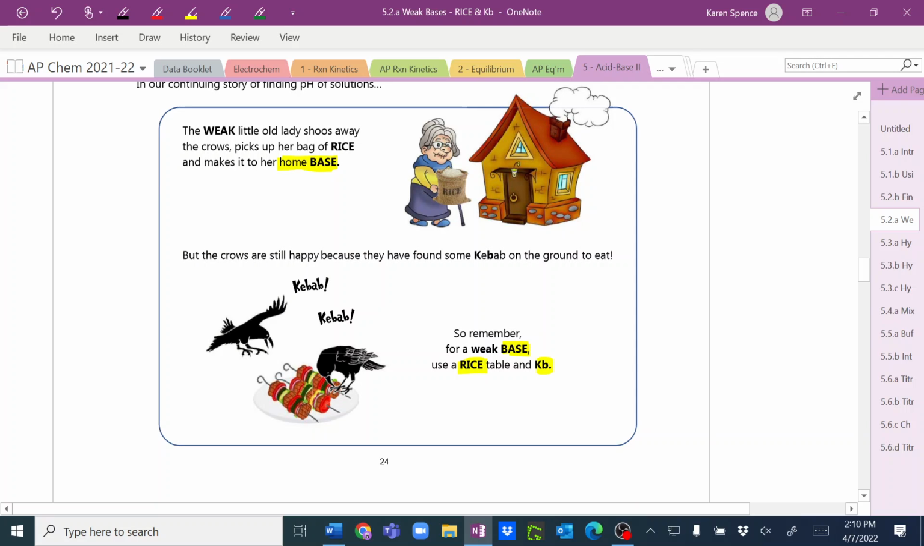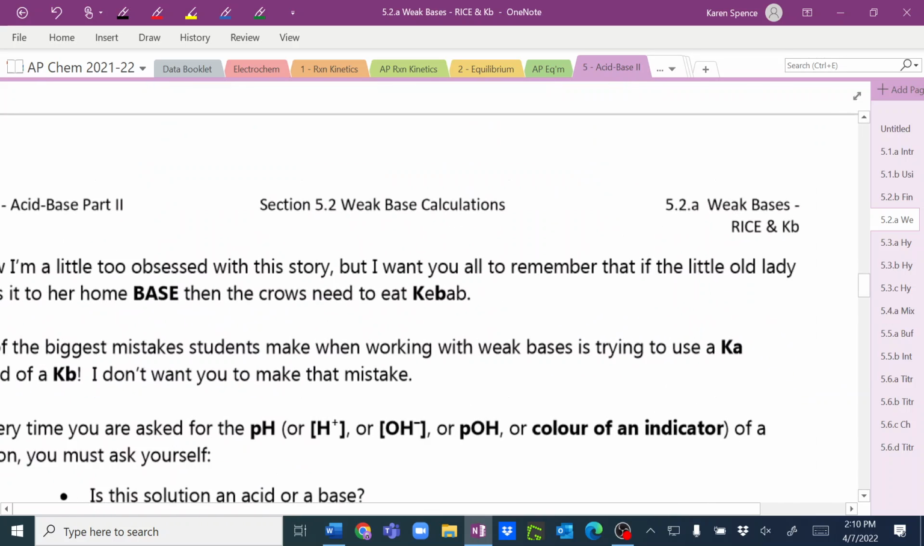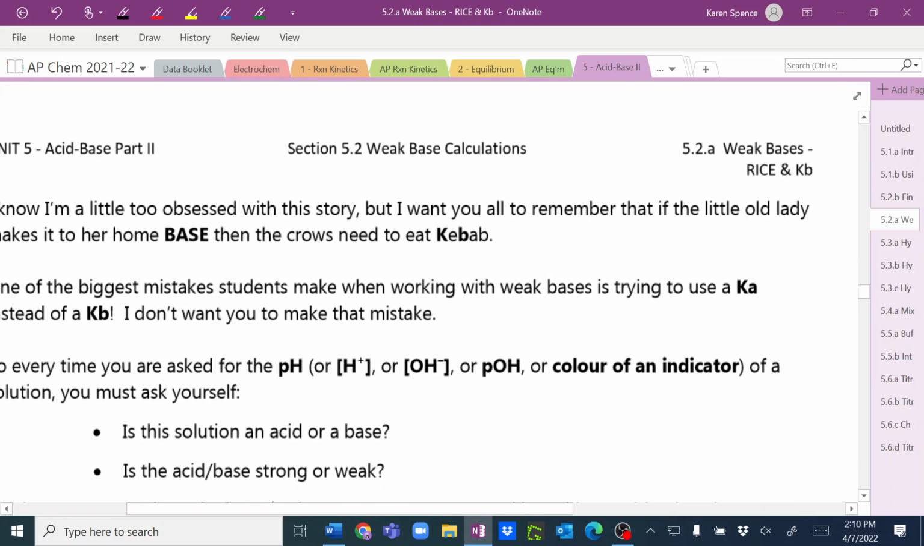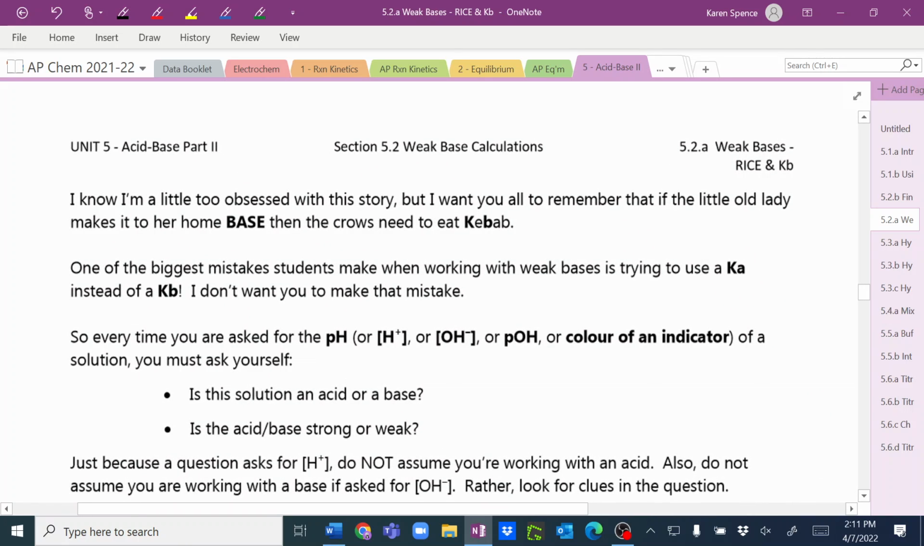If it says base, you're going to use a KB. If it produces hydroxide, you're going to use a KB. If it asks you for a base, oh my God, I had people with bases. It says the weak base, and they're trying to make it produce hydrogen. And I'm like, why? Bases produce hydroxide. Okay, so don't make any of those silly mistakes. I know I'm a little too obsessed with the story, but I do want you to remember that if the little old lady makes it to her home base, the crows need to eat kebab. Okay?